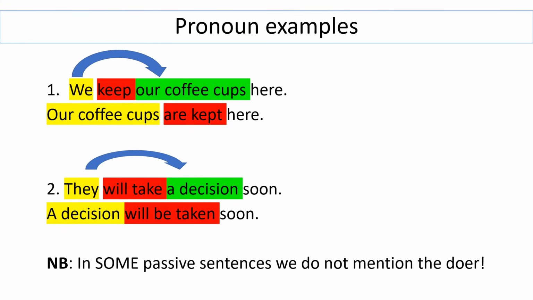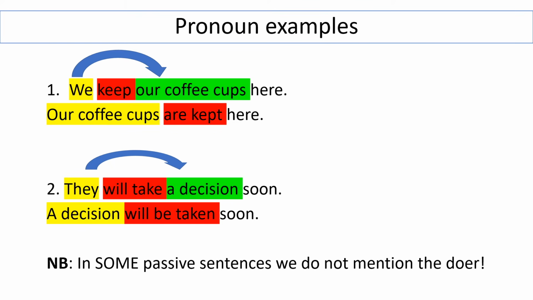Let's look at a couple more examples. Number 1, we keep our coffee cups here. Step 1, keep is the verb. Step 2, we is the subject, keep is the verb, and our coffee cups is the object in the active sentence. Step 3, we now need to begin the next sentence or the passive sentence with the object from our active sentence. So it will read, our coffee cups. Here you will see that I changed we to our.